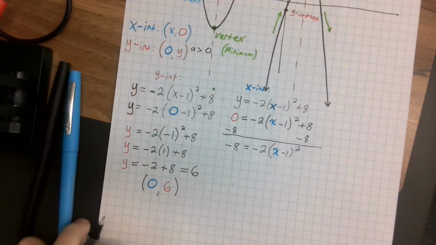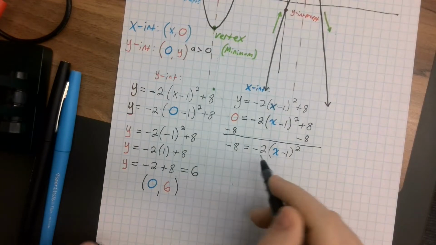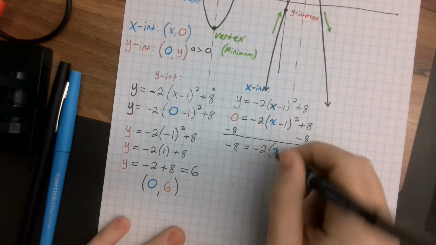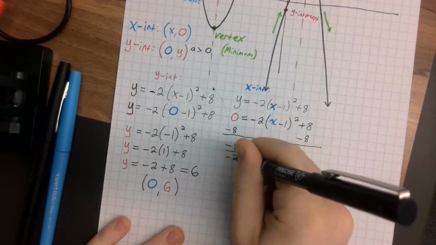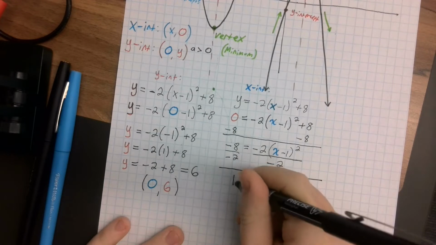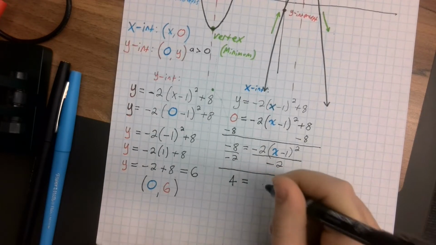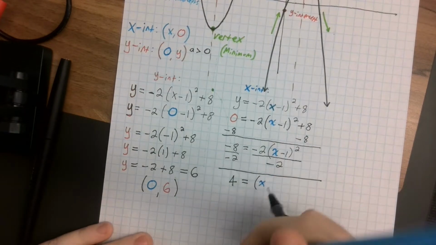What's the next thing we do following reverse PEMDAS? Well, we got rid of addition and subtraction, so we should get rid of multiplication and division. And we see that we're multiplying by negative 2. So let's divide both sides by negative 2. Negative 8 divided by negative 2 is positive 4. So 4 equals the quantity x minus 1 squared.